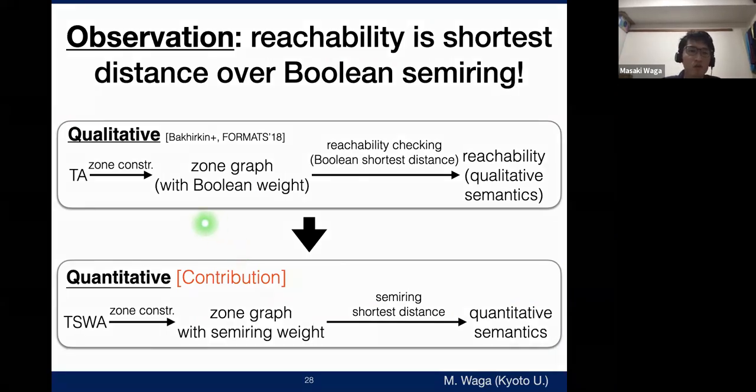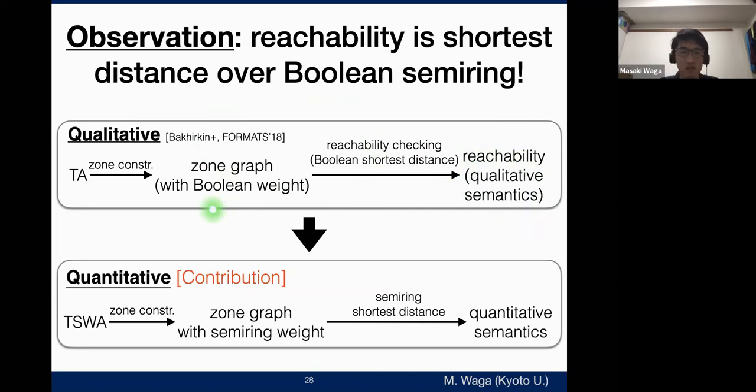For qualitative monitoring, from the timed automaton by the zone construction, we obtain the so-called zone graph, which is a finite graph with no weight. And by the reachability analysis, the qualitative semantics is obtained, which is the algorithm in the previous case for qualitative timed pattern matching or qualitative monitoring.